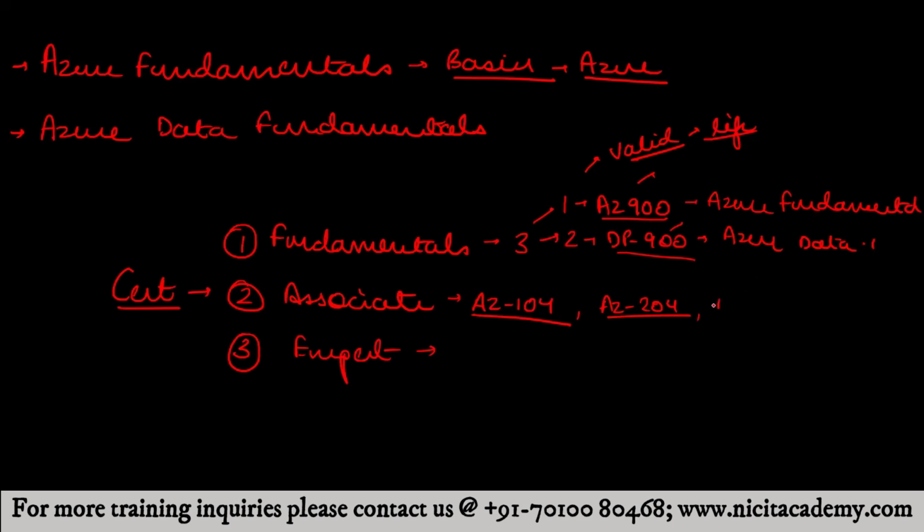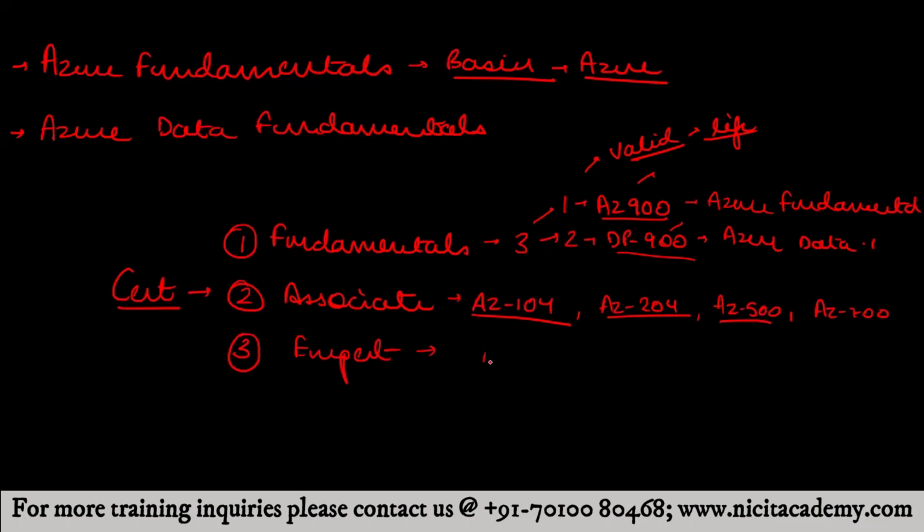You have AZ 500 also, which is the Azure security engineer. So if you want to become a cloud security specialist, you go for AZ 500. If you are into networking, you go for AZ 700. So this is the network engineer associate. So like this, we have the certifications divided.